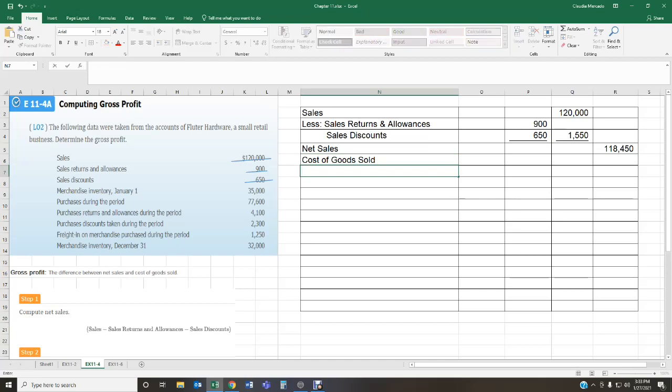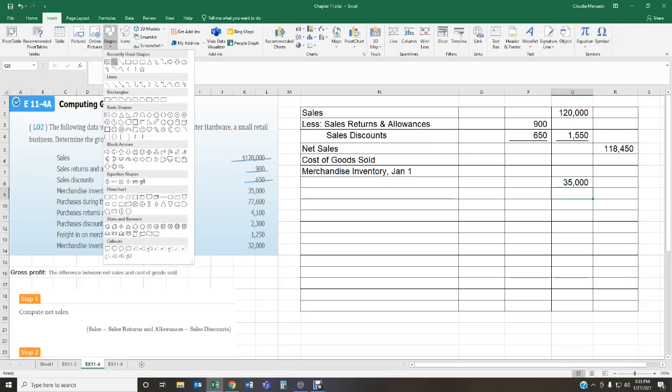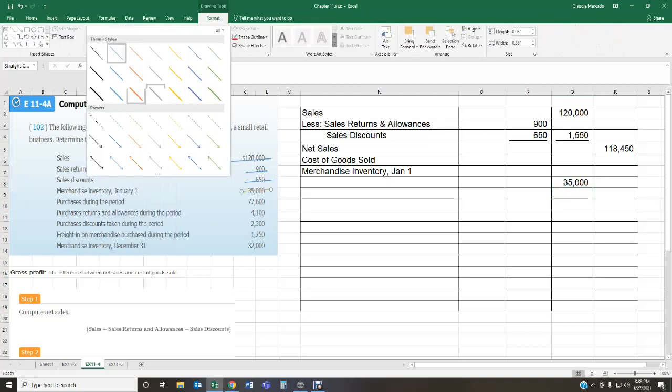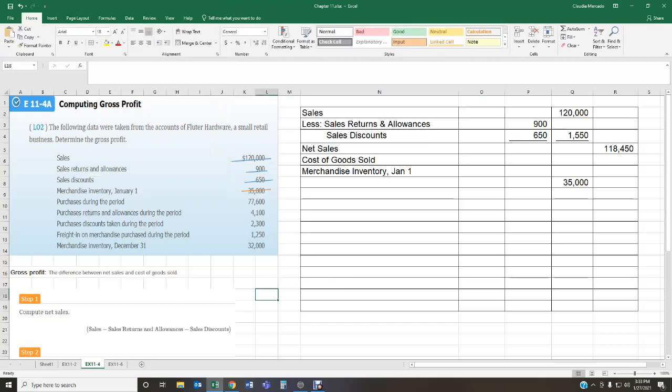Okay, so we're going to start off with our beginning inventory. Okay, so we have merchandise inventory January the 1st, and that is $35,000. I'm going to put that on my third column. Okay. So that's my beginning merchandise inventory.